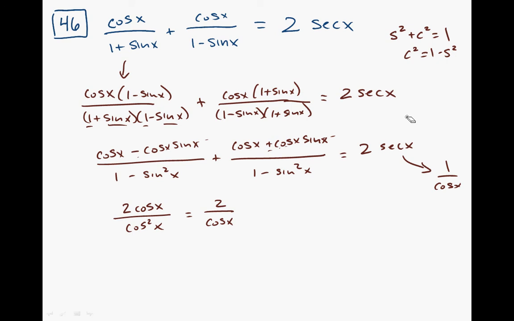Almost done. We have a cosine on top and a cosine on bottom. We have 2 cosines on bottom, so we lose one of them. So we're going to end up with 2 over cosine x equals 2 over cosine x. Done. Adios.